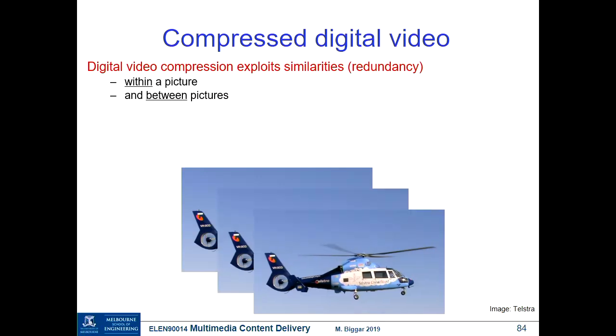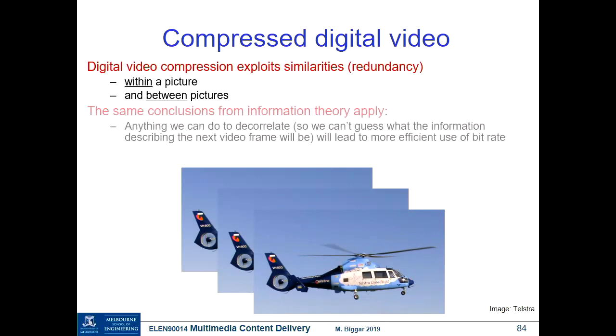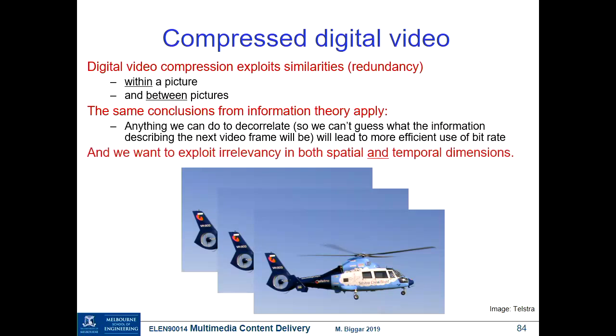Which is maybe an obvious thing to say, and perhaps you're already thinking how we can do that along the direction of the frame samples. The same conclusions from information theory that we talked about earlier apply. Anything we can do to decorrelate, so that we can't guess what the information is that's describing the video frame, will lead to more efficient use of bitrate, and that's what we strive to do. And we want to exploit not just redundancy, but also irrelevancy in both the spatial and the temporal dimensions. So if we're not sensitive to changes in the time dimension, then why send that information?